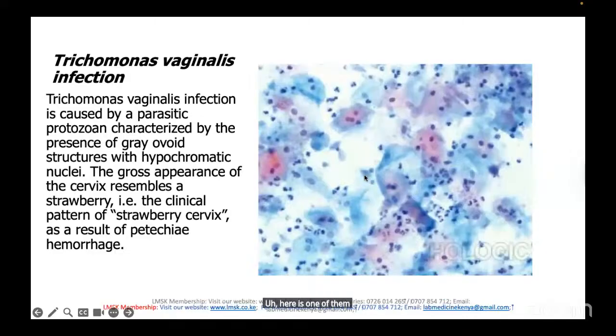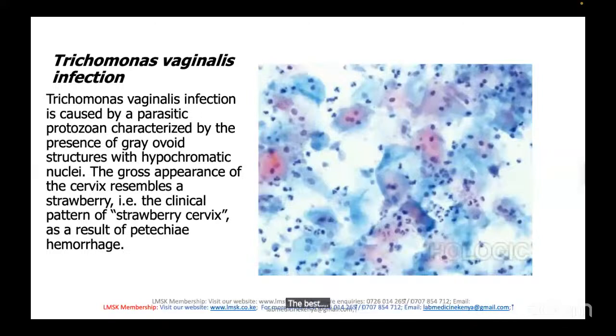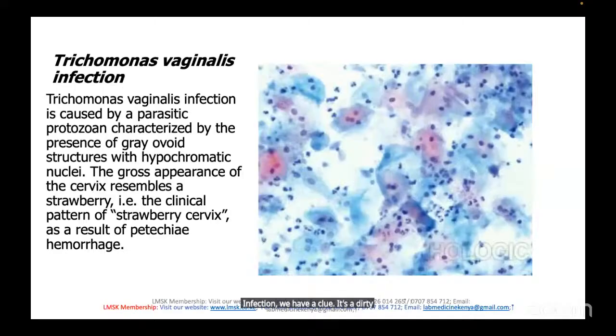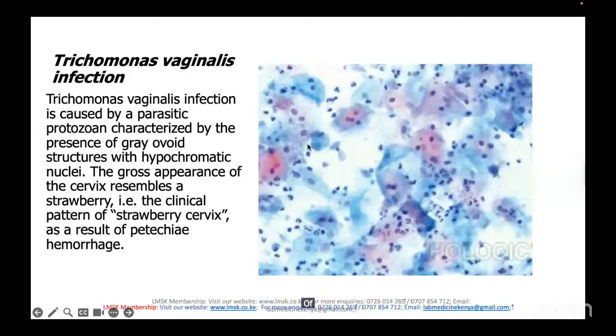I'll show you another picture which will show you the best of them, but it's important to note I used this one so that we can see that in Trichomonas vaginalis infection, we have a clue. It's a dirty background that is giving us a clue to what we anticipate. And these Trichomonas vaginalis usually like staying at the peripheries of the superficial cells.